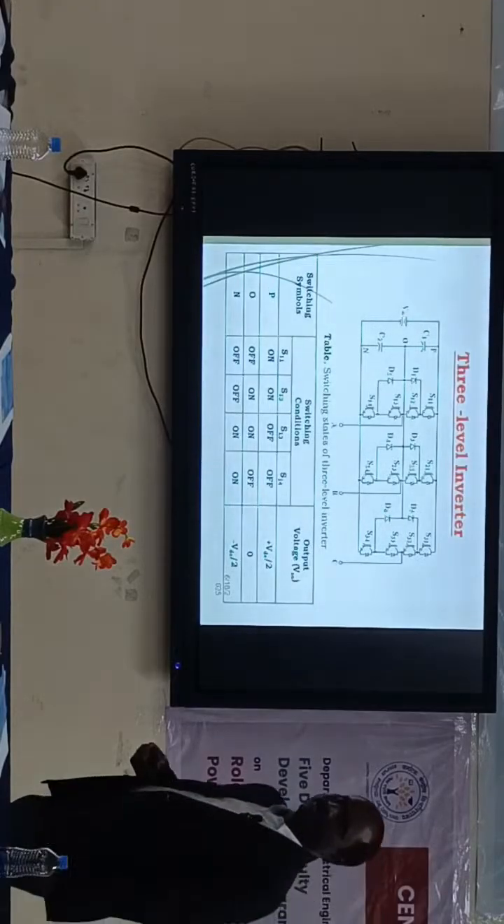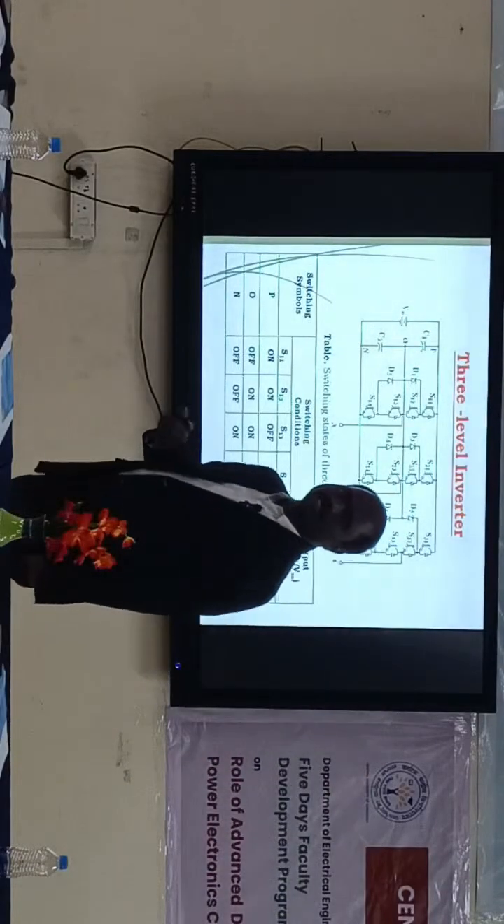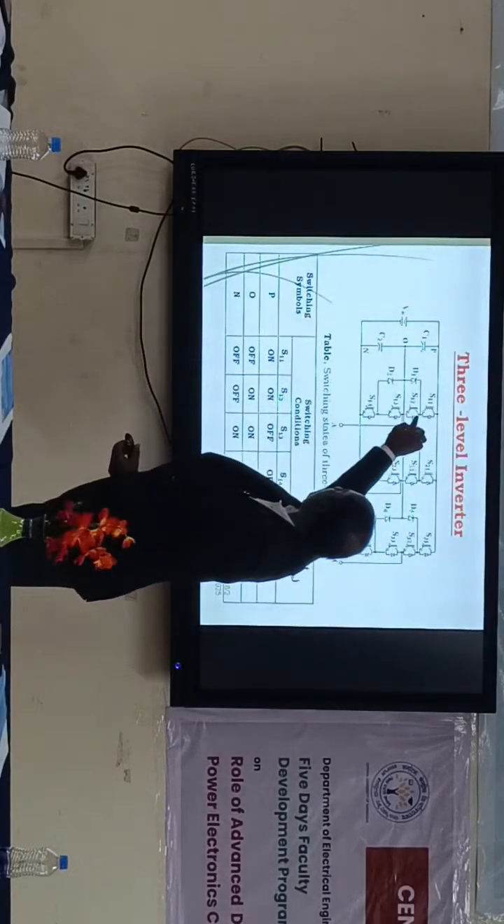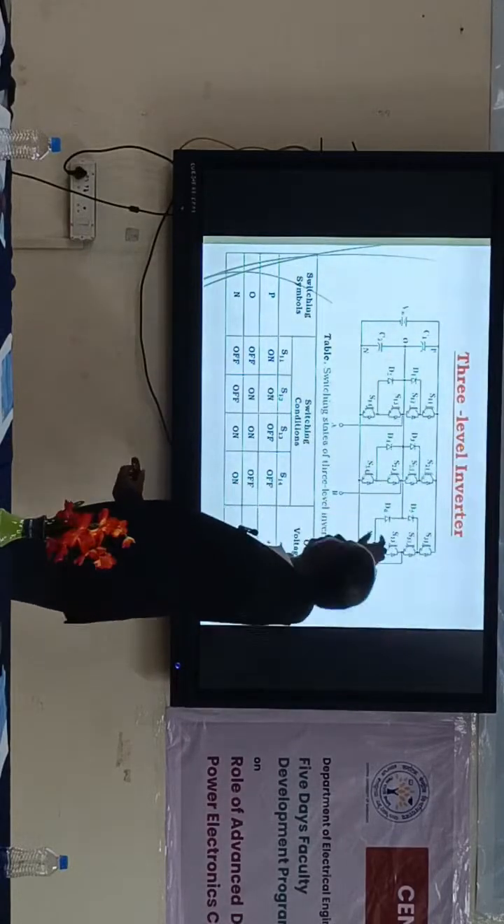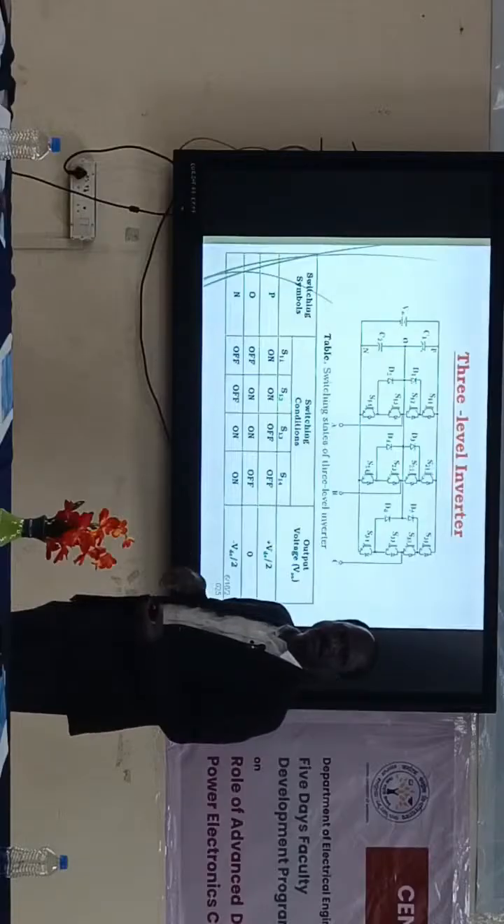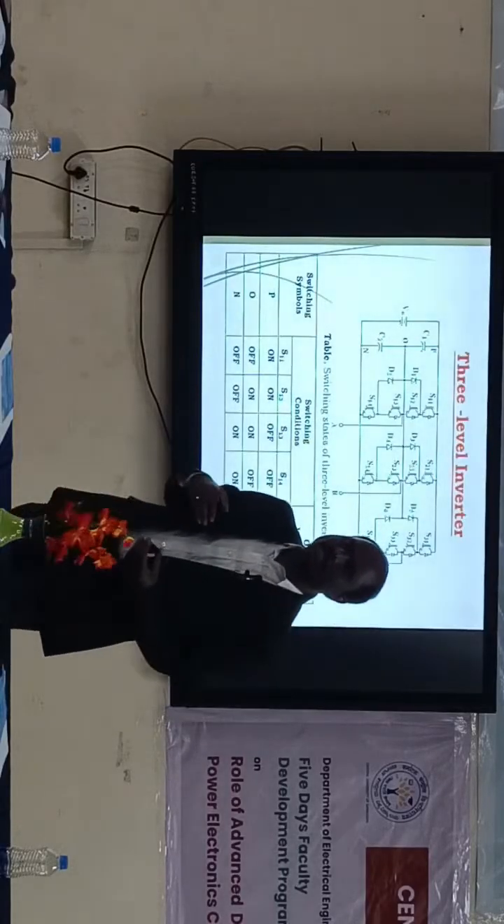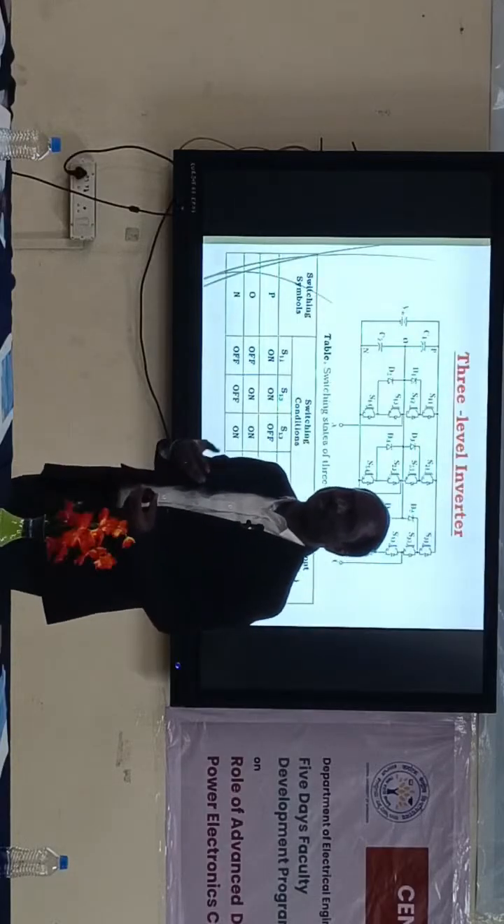This is not a 3-level inverter. We were seeing a 2-level inverter. Now it is a 3-level inverter. What is meant by a 3-level inverter? In each leg, instead of 1, we have 2 plus 2, 2 plus 2, 2 plus 2. This is called a 3-level inverter. For example, you have a 4-level inverter. How many switches are there? 5-level inverter.